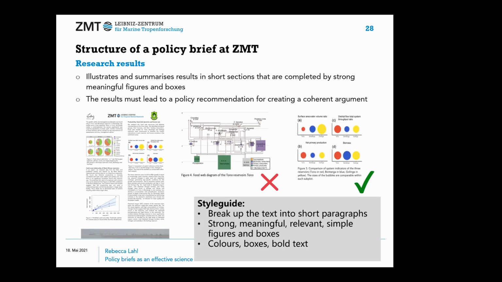Different to academic writing, you generally have shorter paragraphs and shorter sentences. You use strong, meaningful, relevant and simple figures and boxes. You can use colors, boxes and bold text. I would not include, for example, a picture of a trophic model because I think it's too complex to grasp for a decision maker usually, but maybe use a different figure that is easier to digest for a layperson.